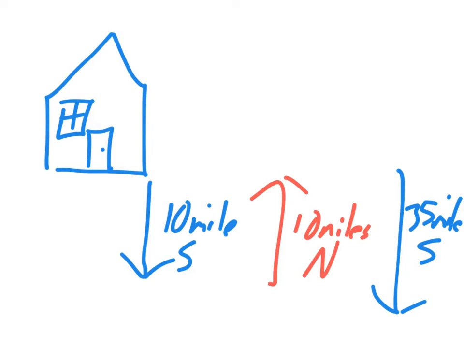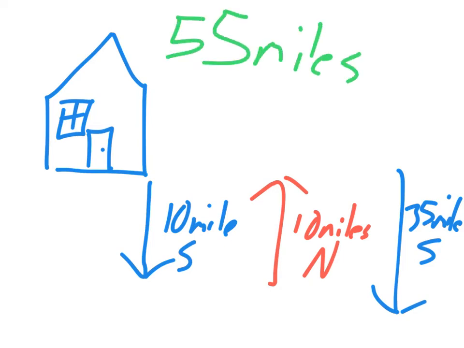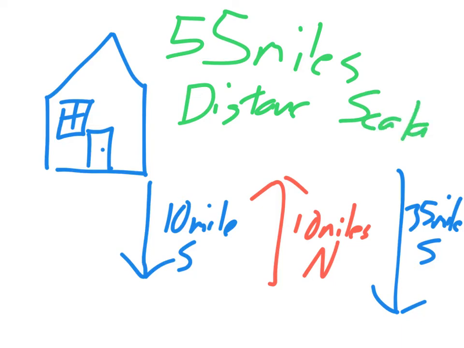If you were going to ask me, okay, so what total distance did I travel when leaving my home this morning? I would have to add up everything. 10 miles plus 10 miles is 20 miles plus 35 is going to be 55 miles. So I would say, hey, my distance was 55 miles. That's my distance, right? That is the scalar value, 55 miles, okay?